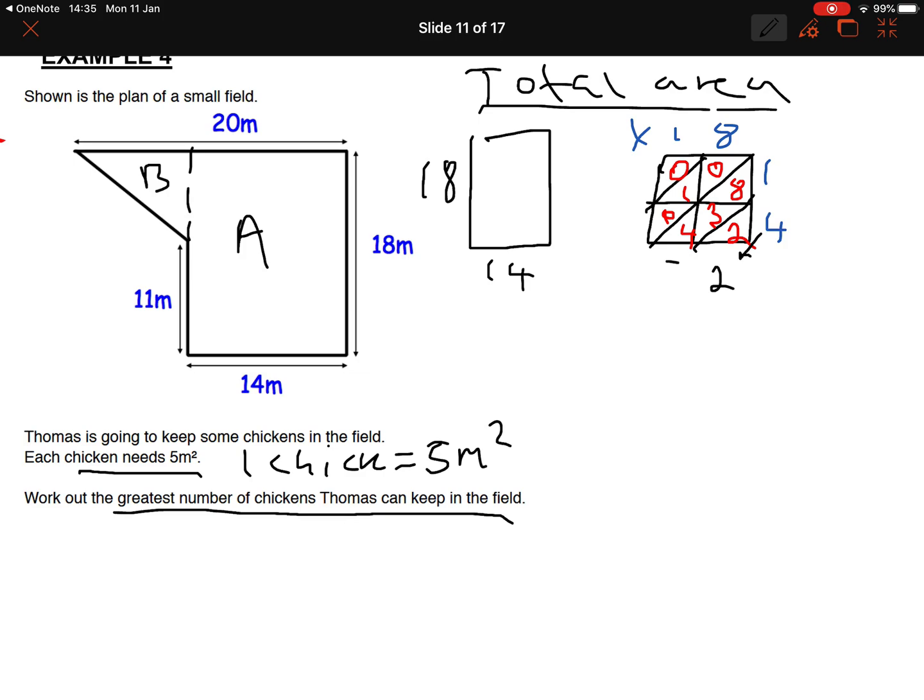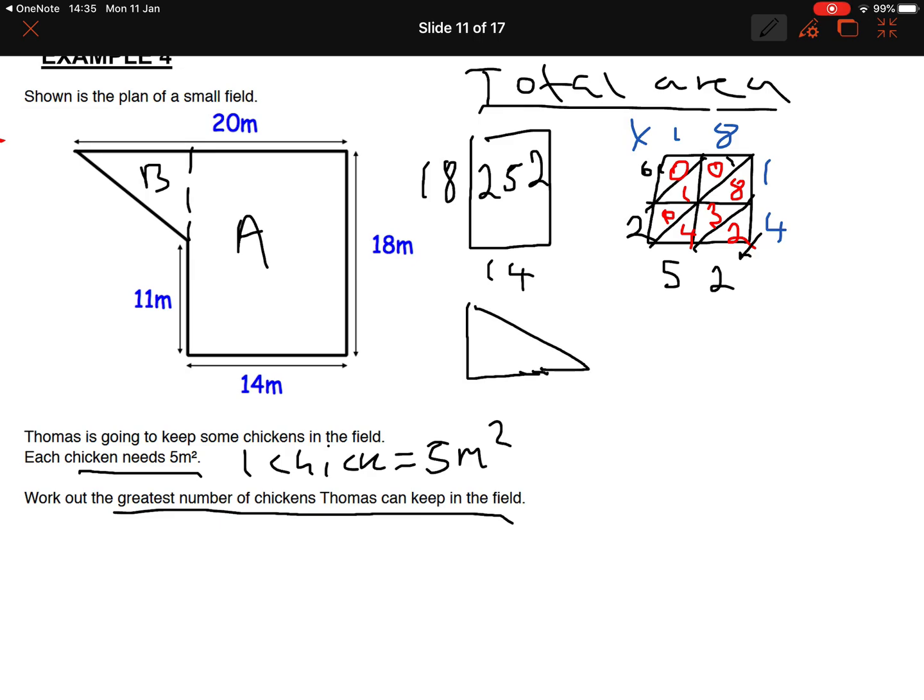8 plus 4 plus 3 is 15. 5 there, but remember we need to carry the 1 into this box here. 1 plus 1 would give us 2, and we've got nothing here, okay? So the area of that is 252, okay? And now we've got the small matter of the triangle.